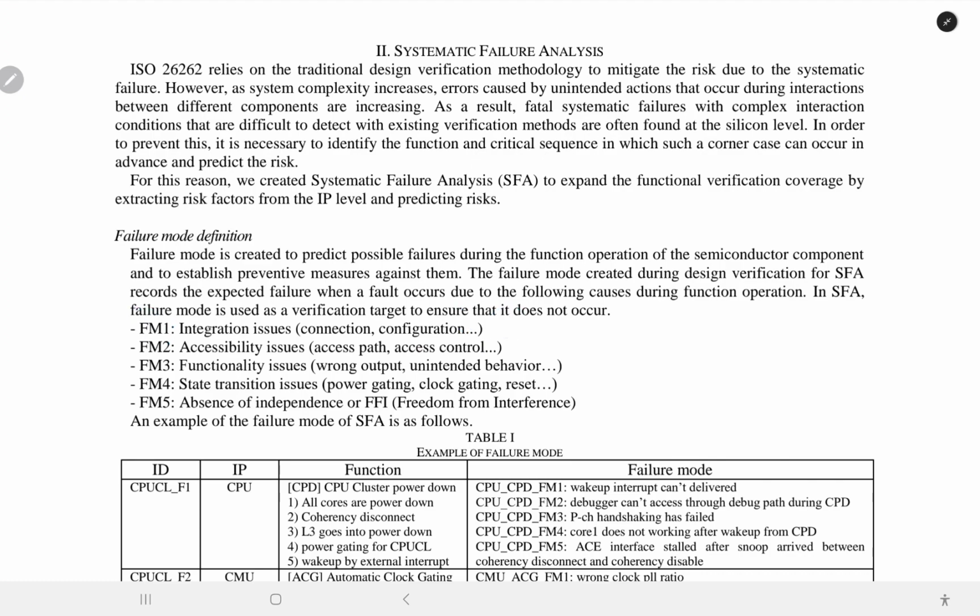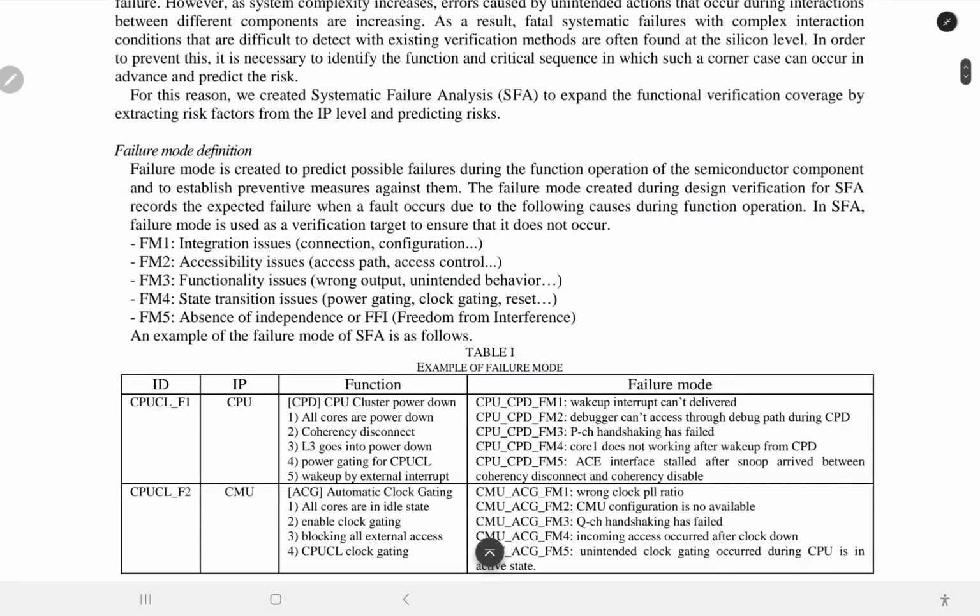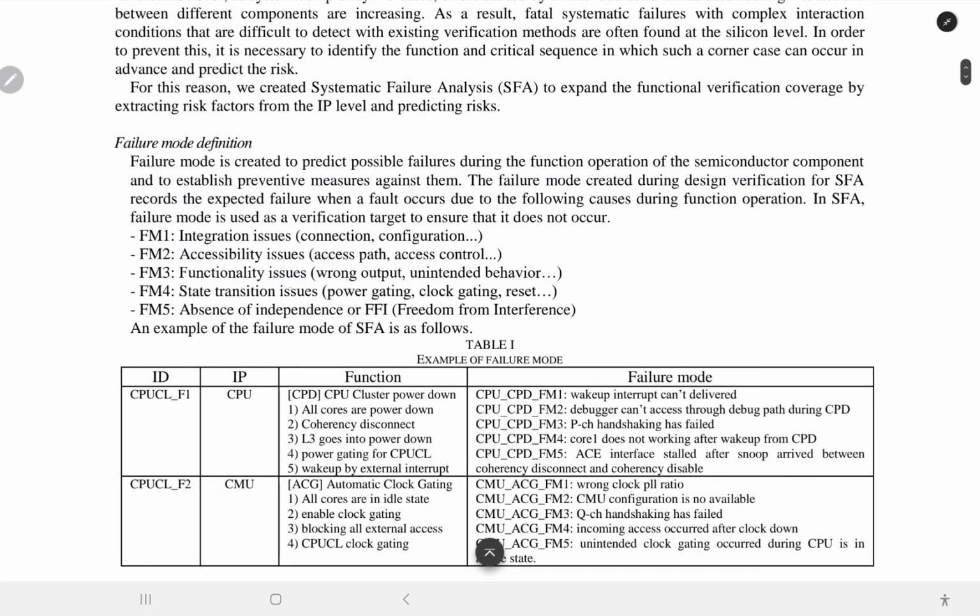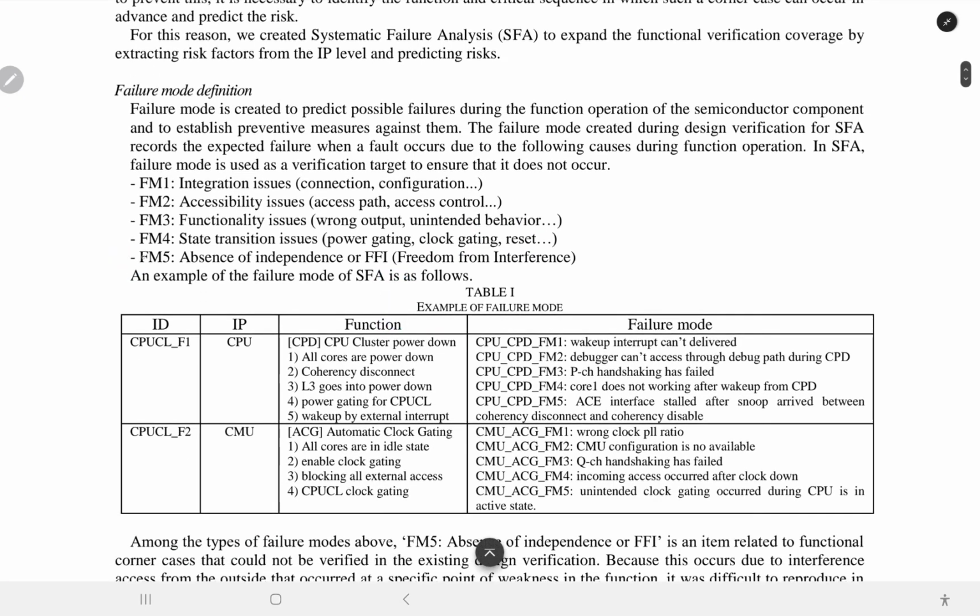FM1, integration issues, connection configuration. FM2, accessibility issues, access path, access control. FM3, functionality issues, unintended behavior. FM4, state transition issues, power gating, clock gating, reset. FM5, absence of independence, or FFI, freedom from interference.